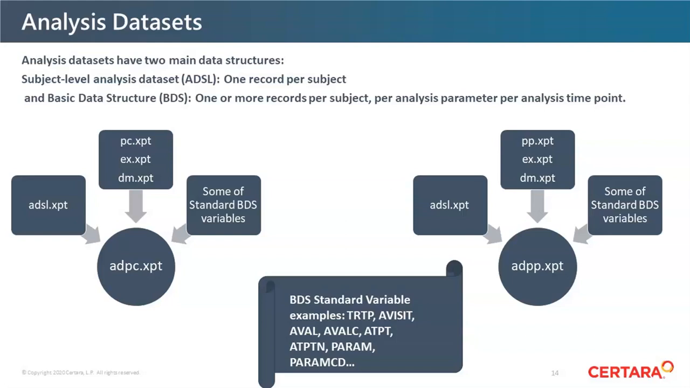Some examples of BDS variables that can be used for ADPC, ADPP. We can use a visit, which is the analysis visit, and we can derive it from the visit variables from both domains.